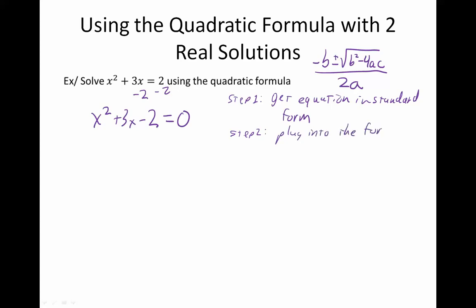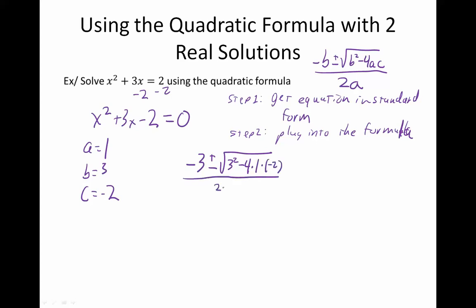And then step 2 is going to be plugging into the formula. So we need to identify what our A, B, and C are. Our A value, there's nothing written here, which means it's 1. Our B value is 3. And our C value is negative 2. So I'm going to take these numbers and plug them into this beast of a formula up here. Negative 3 plus or minus the square root of 3 squared minus 4 times 1 times negative 2, and that's all over 2 times 1.